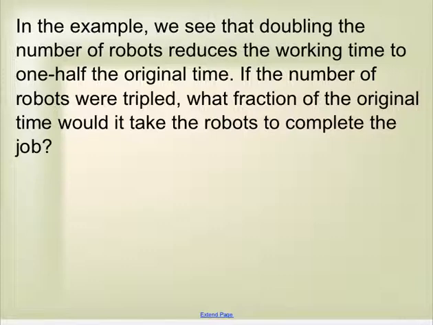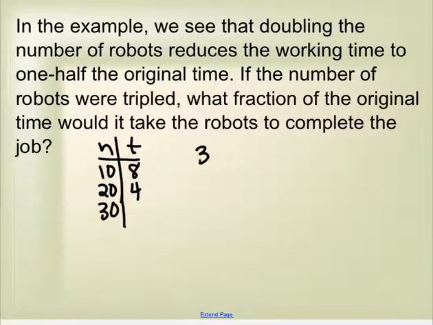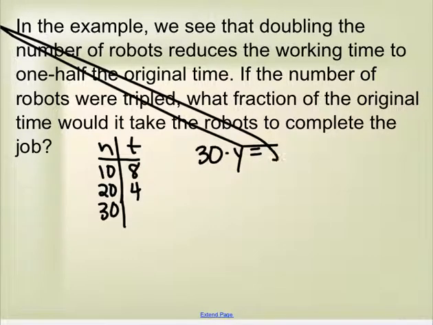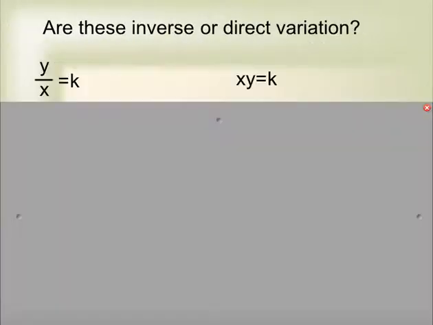What about this? If the number of robots were tripled, what fraction of the original time would the robots take to complete the job? So once again, if I have n and t, we had 10 robots taking 8 hours, 20 robots taking 4 hours. Maybe we have 30 robots. And so let's plug it in. We have 30 times y is equal to 80. Well, that would mean y is equal to 8/3, meaning I am taking 1/3 of the original time. If I triple the amount of robots, it's 1/3 of the time. It works together like that.